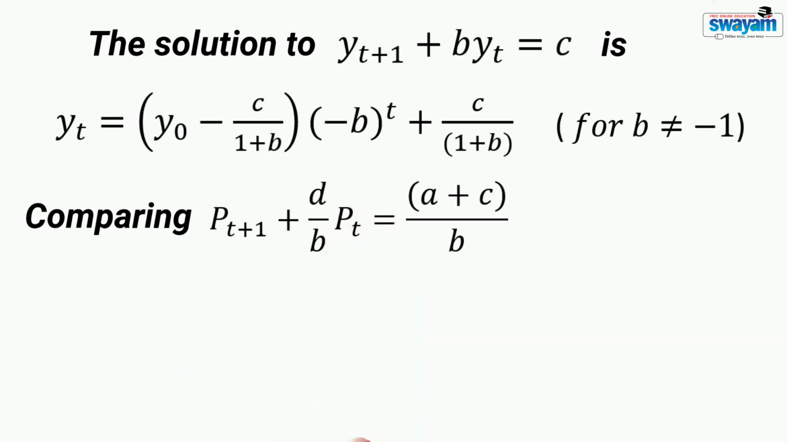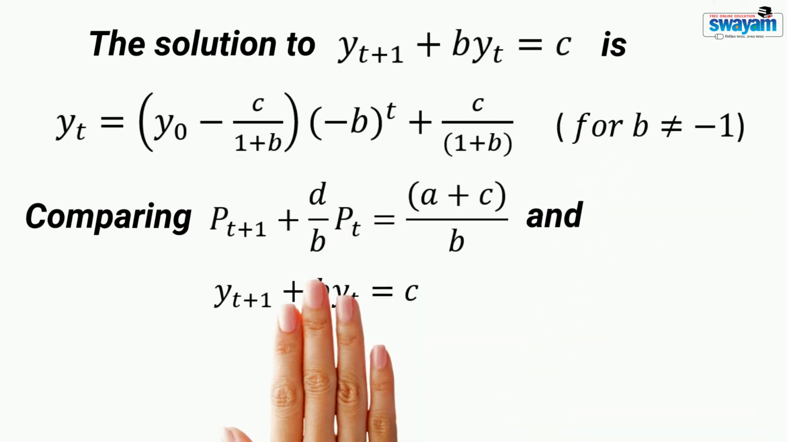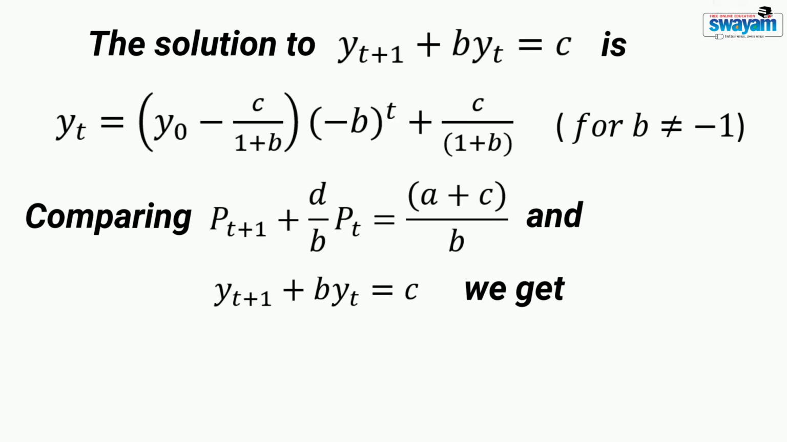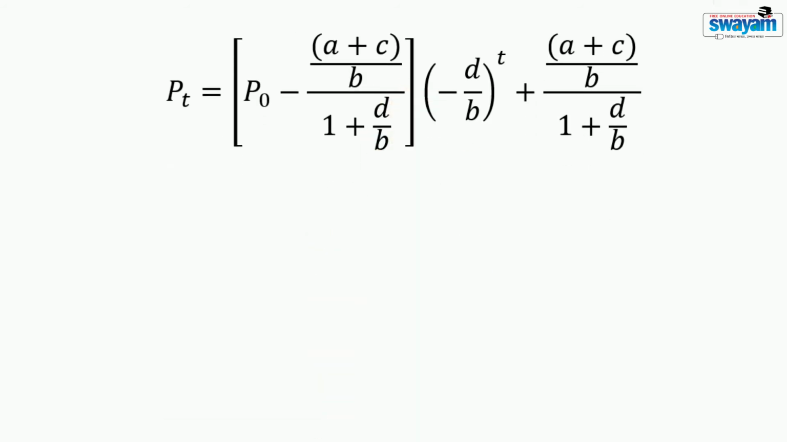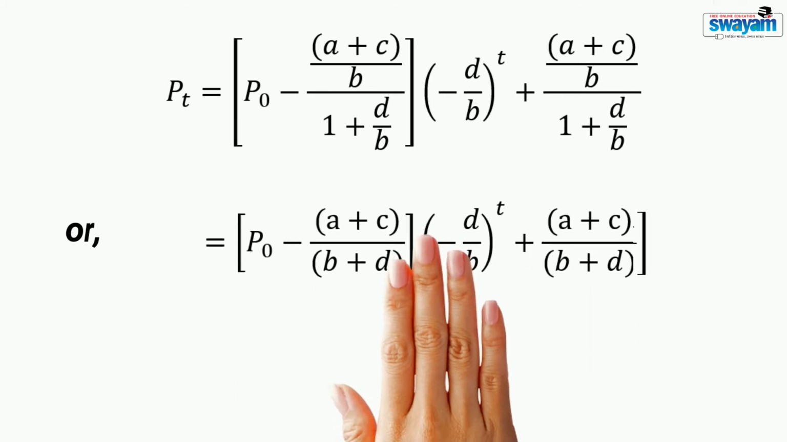Comparing the two equations, we get y_t is equal to P_t, y_(t+1) equal to P_(t+1), c is equal to (a plus c) by (b plus d), and b is equal to minus d by b, and take y_0 equal to P_0. Therefore, using the solution for the first order difference equation, we get this solution. And simplifying gives this result.